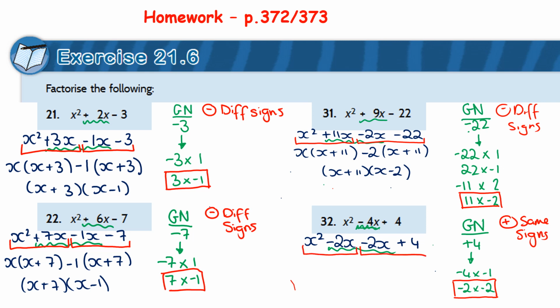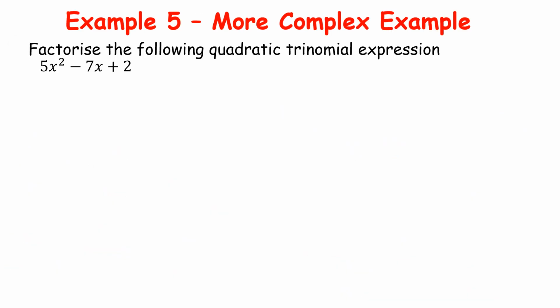And now we can do our grouping. So x bracket x minus 2, and minus 2 bracket x minus 2. Remember, 4 divided by negative 2 is negative 2. Really watch your signs. X minus 2, the brackets are the same, it's common, we pull it out in front, and we get two of our factors being the same. X minus 2 times x minus 2. We're going to look at some more complex examples now.